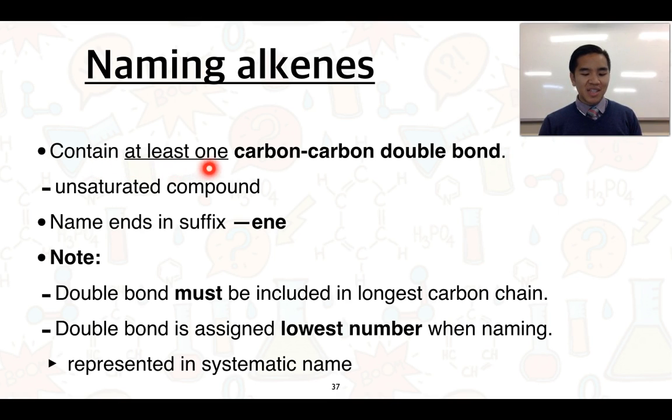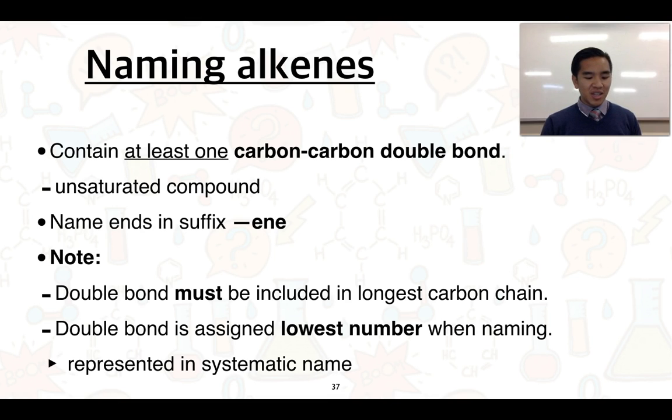So knowing they contain at least one carbon-to-carbon double bond, we classify them as unsaturated compounds because they don't have the maximum number of carbon-to-carbon single bonds as well as carbon-to-hydrogen bonds. The following notes here help explain how we actually determine the name of these alkenes because there's a little bit more to it. Firstly, the double bond must be included in the longest carbon chain. So regardless of whether that is the longest carbon chain or not, the double bond must be included.